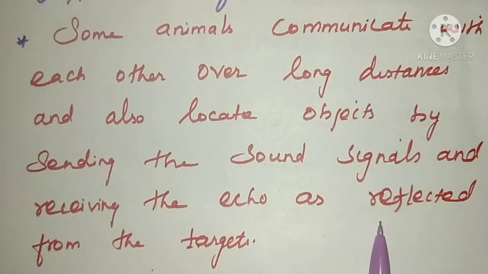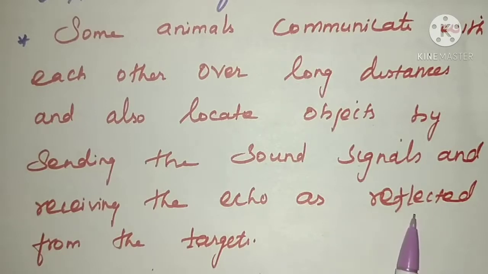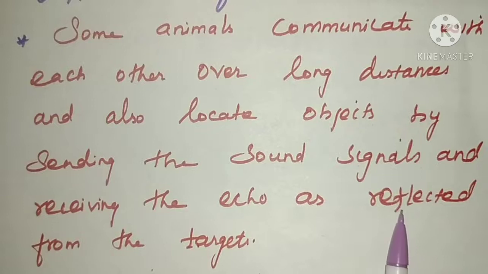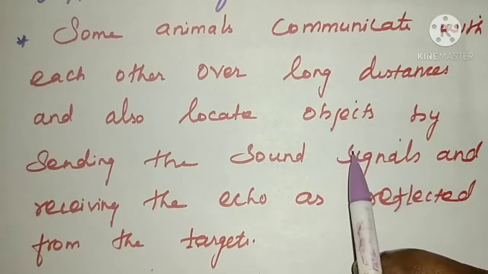Then you all know that the bat produces ultrasonic sound, isn't it? To identify its prey, it sends high frequency sound. So when it is flying in that area, if there is any obstacle, it can easily find it out. These are some of the applications of this echo.